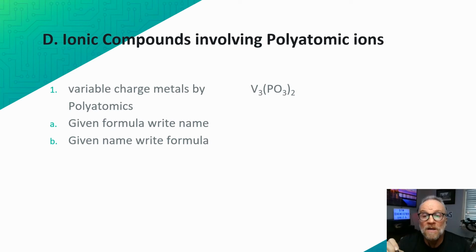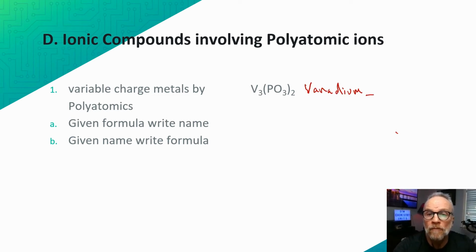Okay, phosphite. One way of recognizing the polyatomic ions is that poly means many. So you have more than one element in that second part of the name. That's a dead giveaway that you've got a polyatomic ion. So here, let's write this one, vanadium. We'll leave a space here for the polyatomic ion, and then we have phosphite.